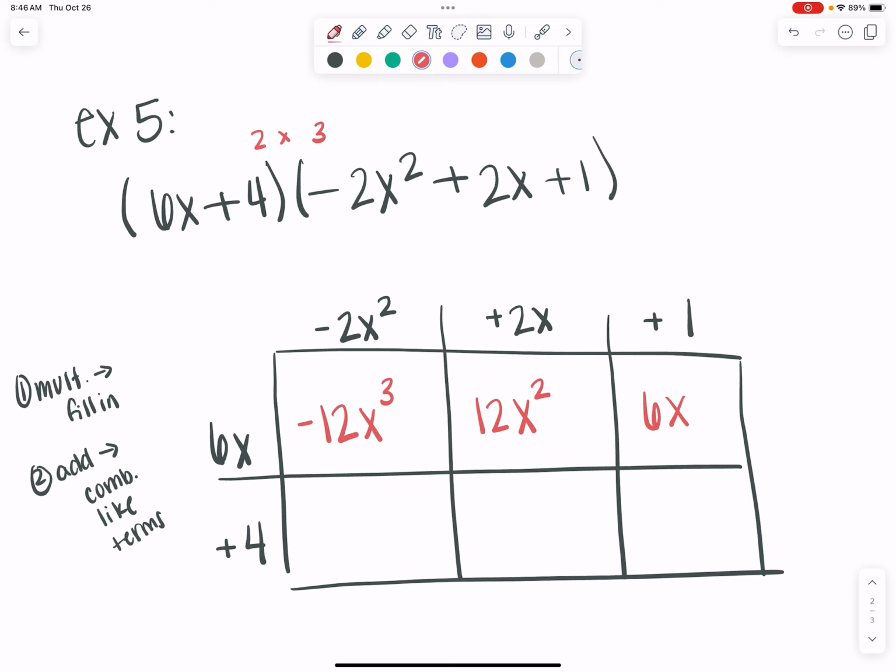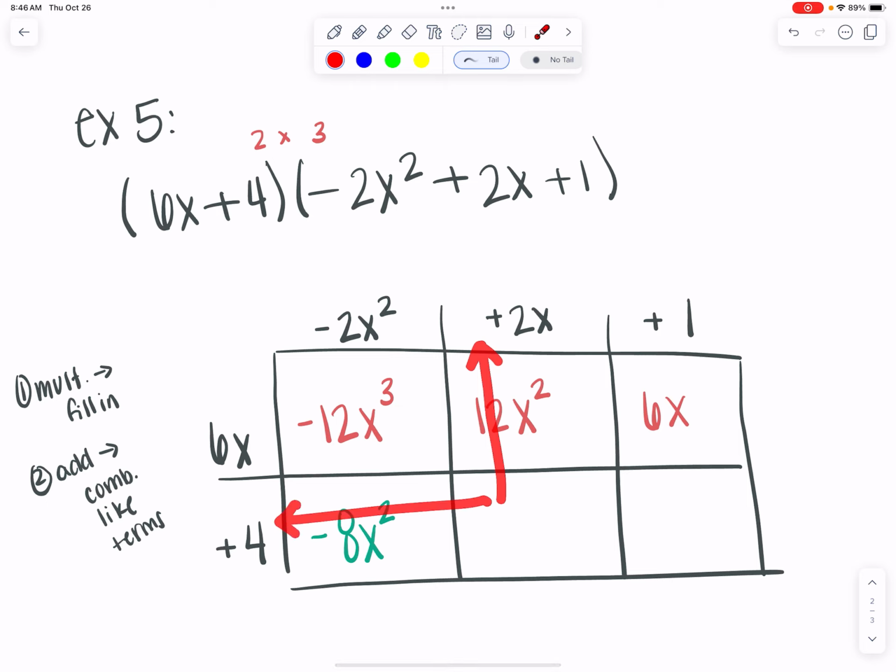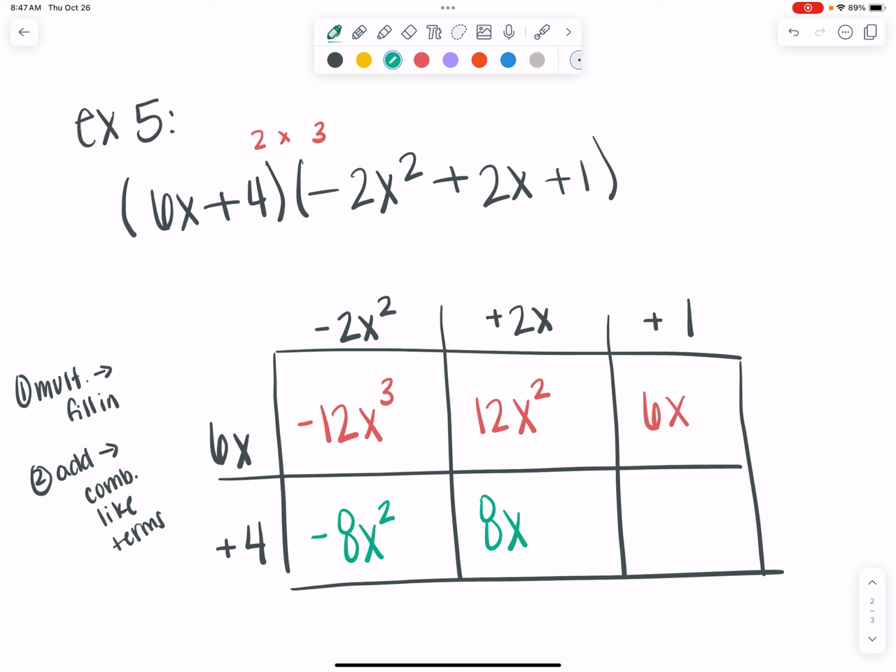All right, across the bottom, negative 2x squared times positive 4. Negative 2 times 4 is going to give me negative 8x squared. Next one, 2x times 4. 2 times 4 is going to give me 8, and x, positive 8x. For all of these that don't have signs, remember that's positive. And then 1 times 4 is going to give me 4. All right, so now I've multiplied.